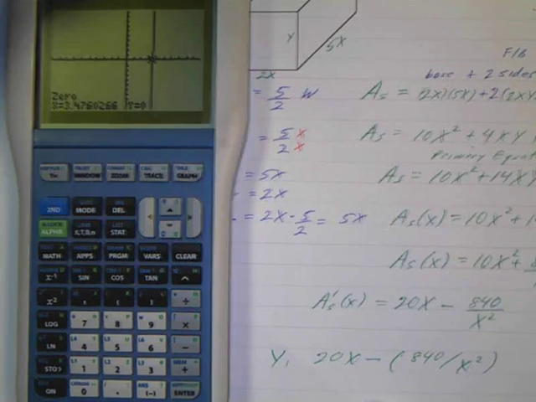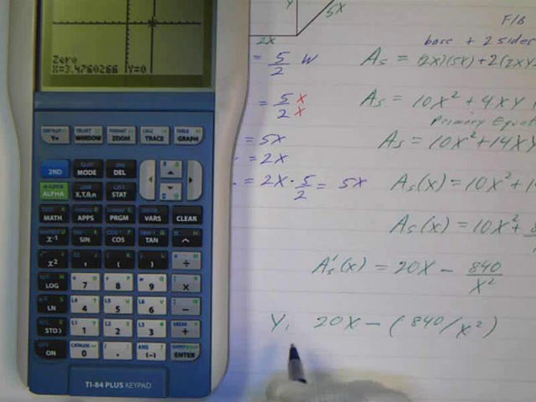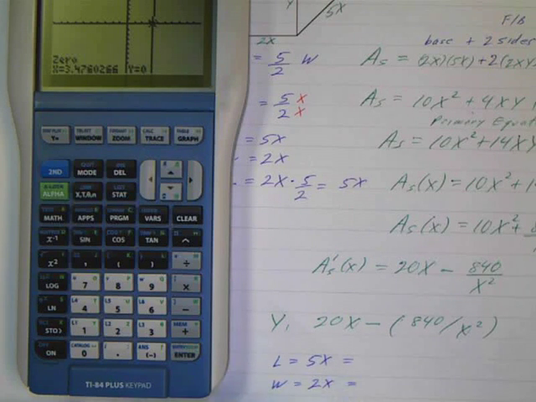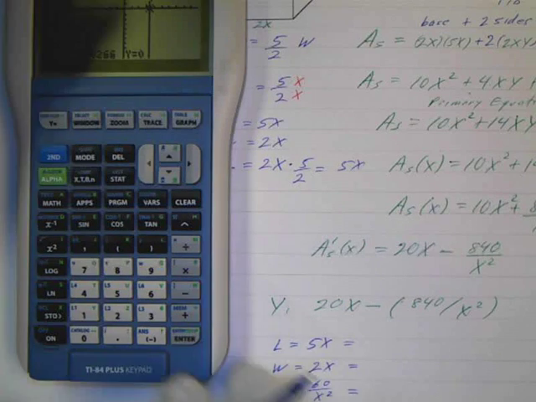This is what we're going to actually try to find. So the length equals 5x, the width equals 2x, and the height equals, and we have to go back up there, 60 over x squared. So we can get numbers for those. Put this up a little bit higher here. Okay.